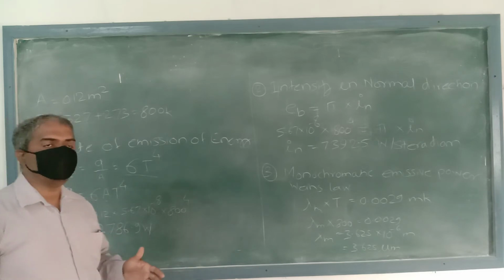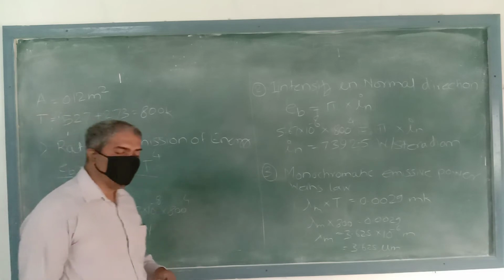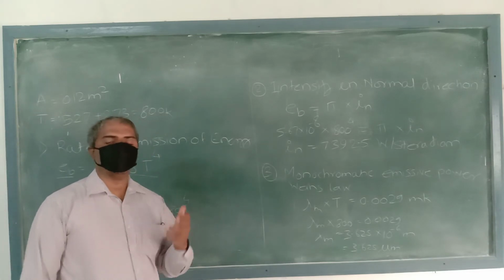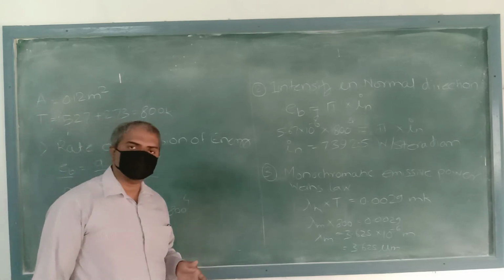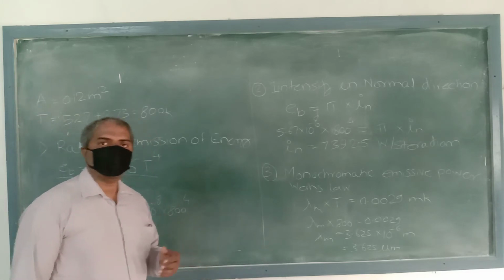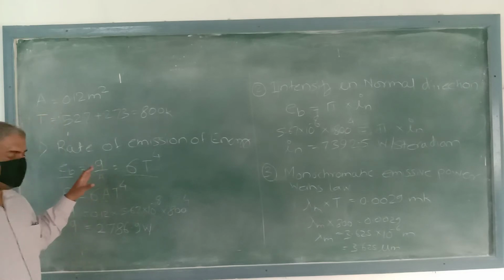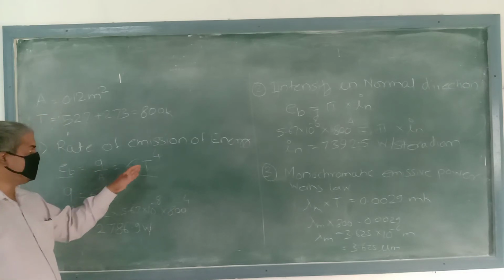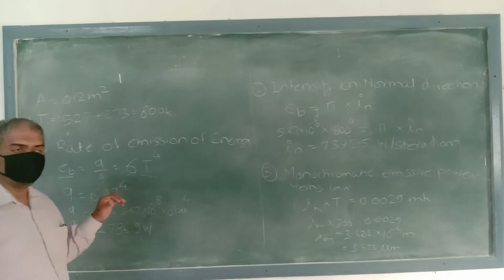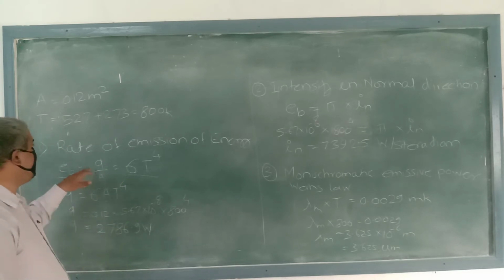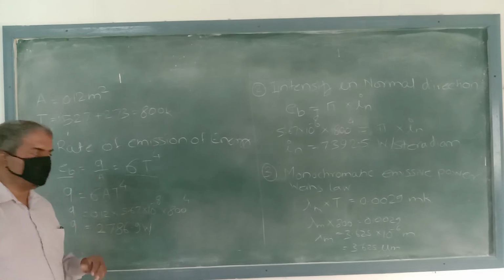and here the rate of emission of energy they are asking. While calculating the rate of emission of energy, we are considering the emissivity of the black body. So the emissivity of a black body is equal to Q by A, which is equal to sigma into T raised to 4. So we are going to modify this formula. So Q is equal to sigma into A into T raised to 4.